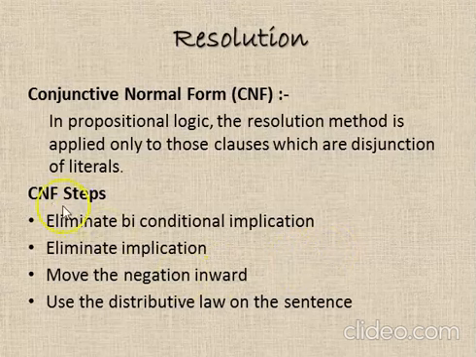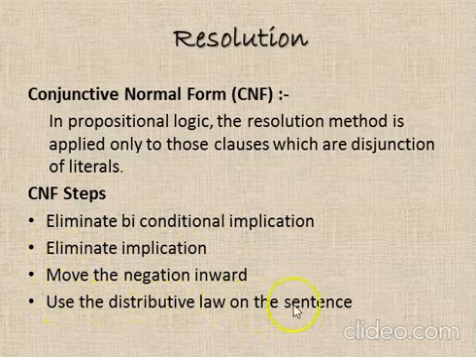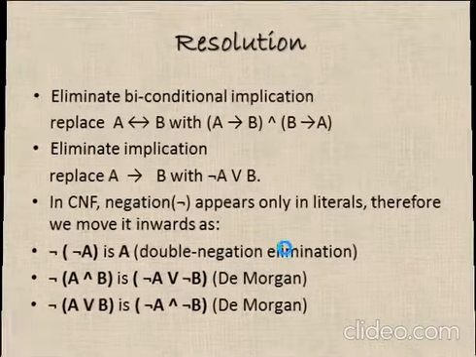So the steps involved for CNF are: we have to eliminate biconditional implication. Then we have to eliminate implication, if any. Then move the negation inward. Then use the distributive law on the sentence. Let us see them one by one.